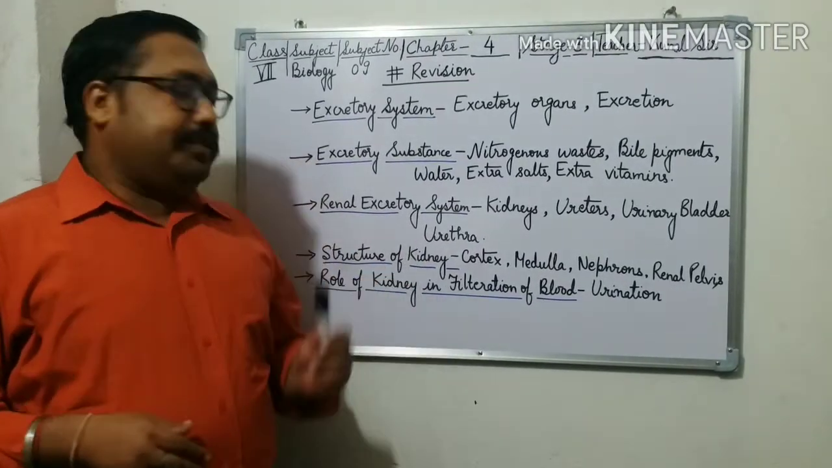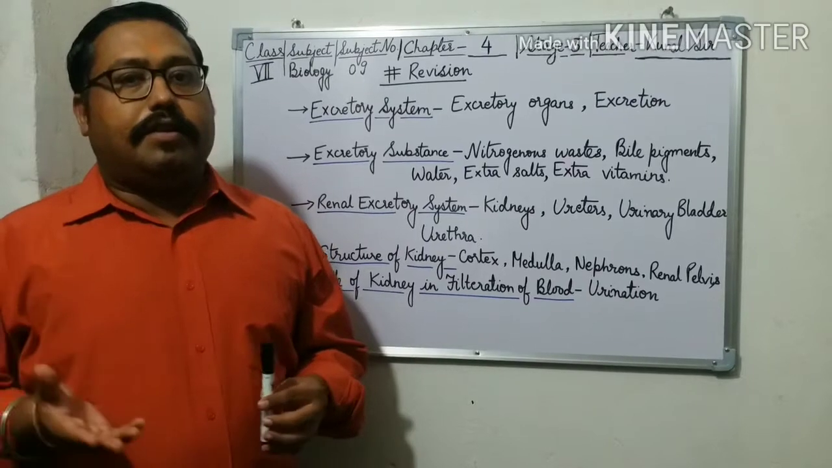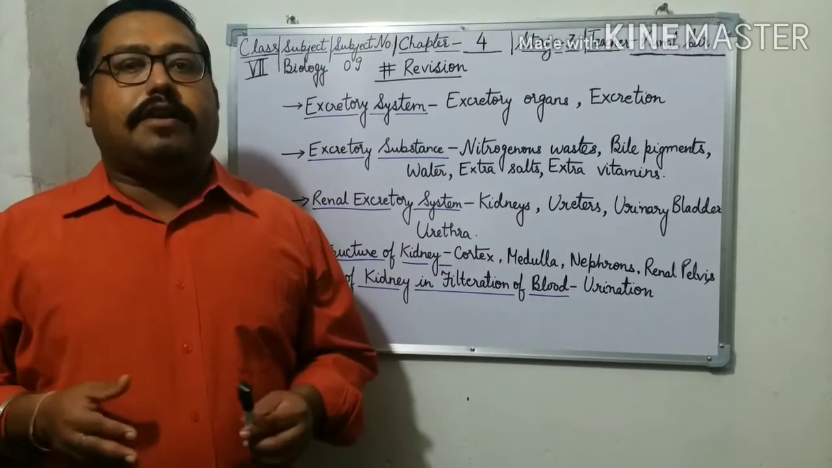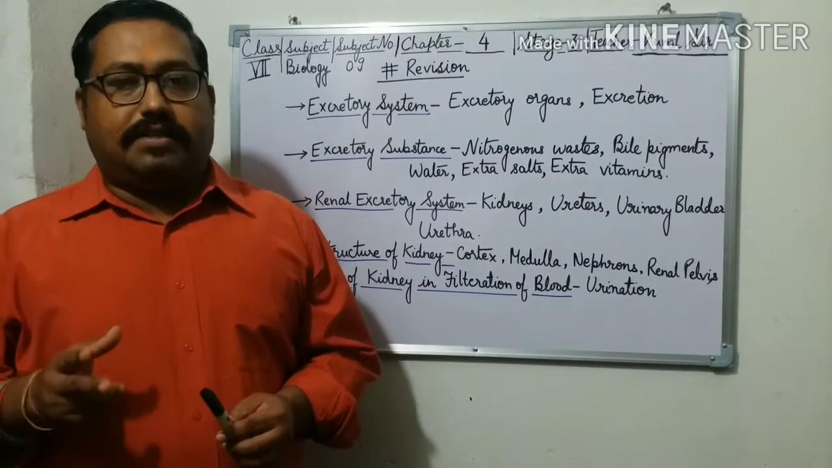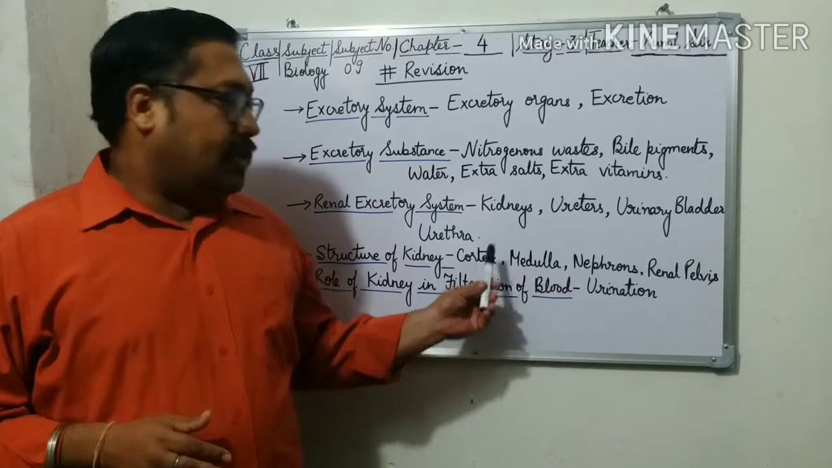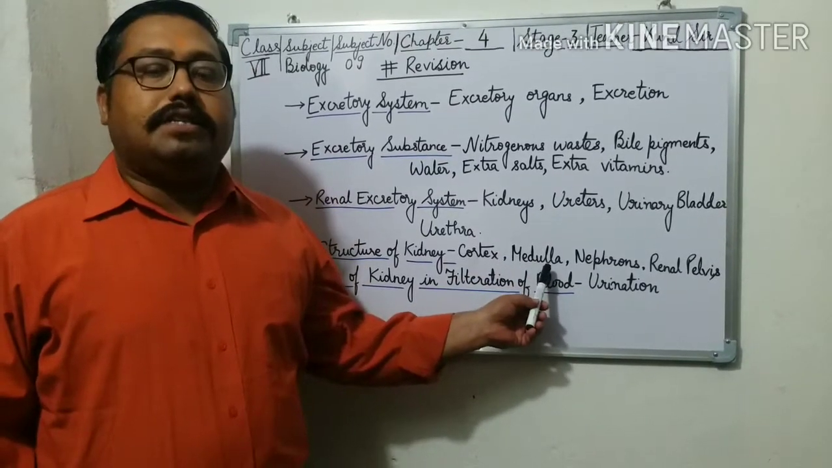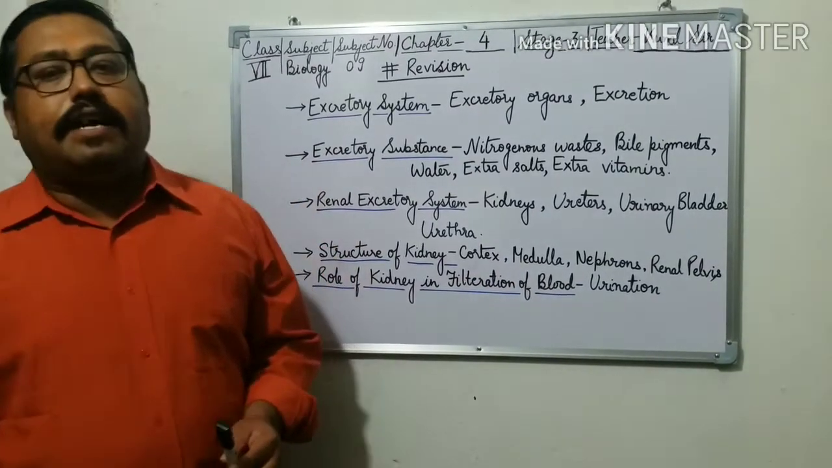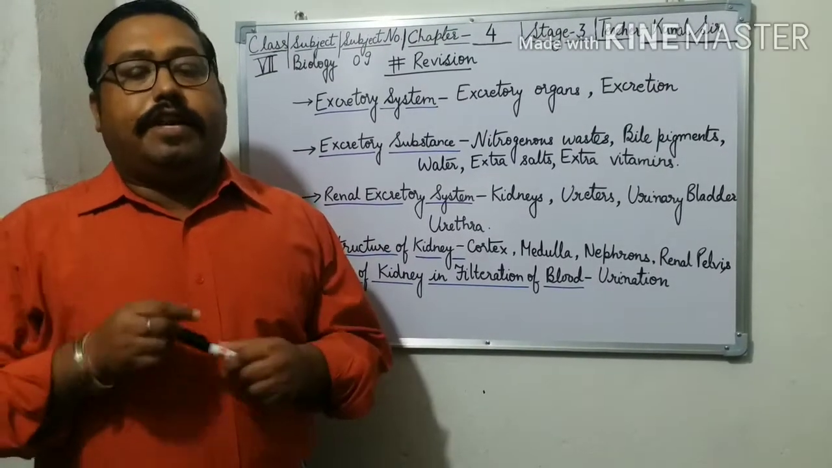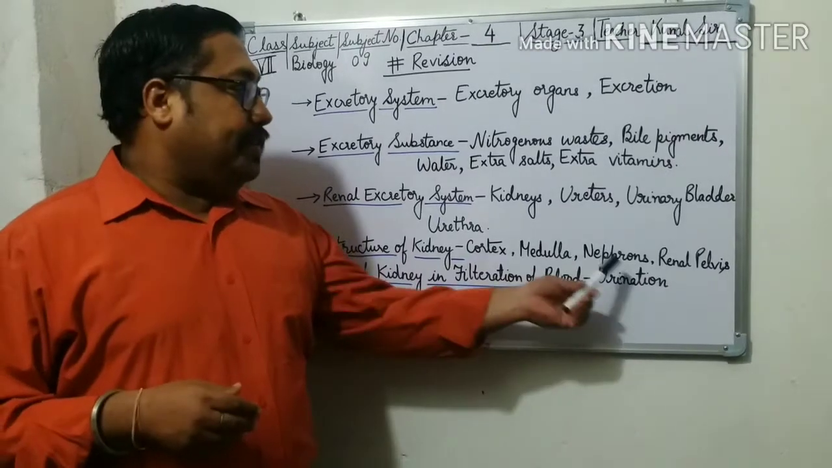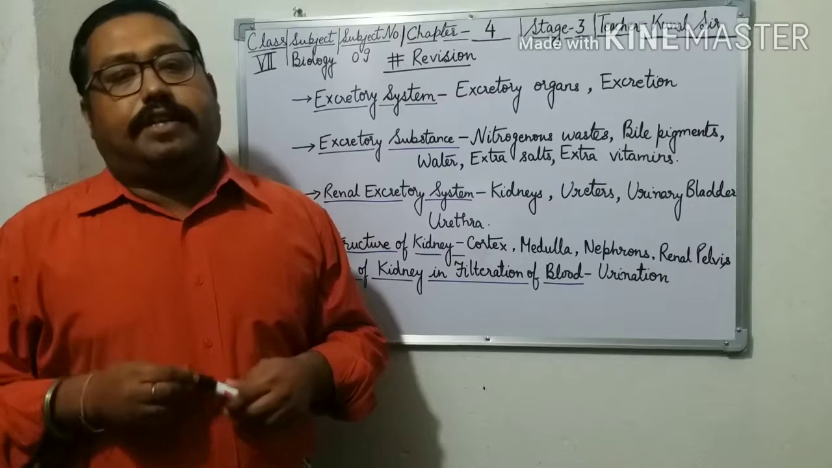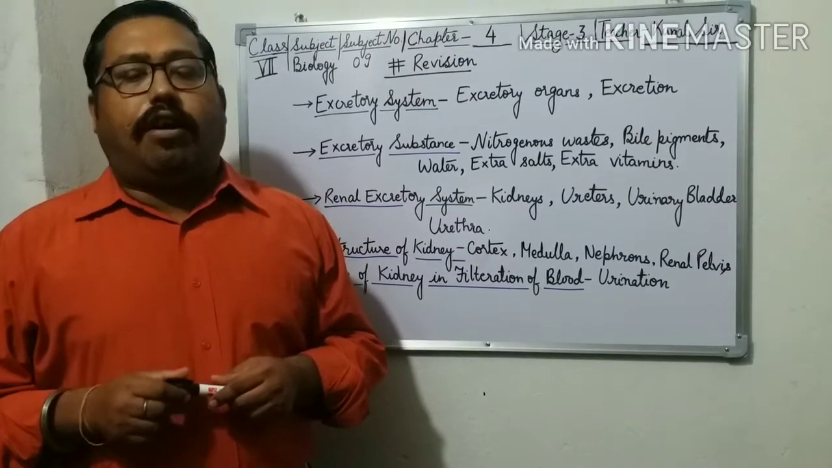The internal structure of kidney. Our revision point of today is the structure of kidney. The internal part of kidney is divided into two parts. The outer portion is called cortex and the inner portion is called medulla. And there are 1 to 1.5 million microscopic filtering units in each kidney. These are called nephrons. Nephrons are the basic structural and functional unit of kidney.